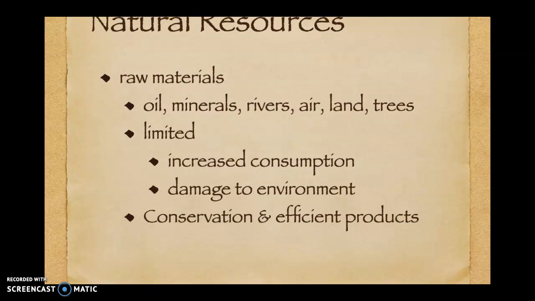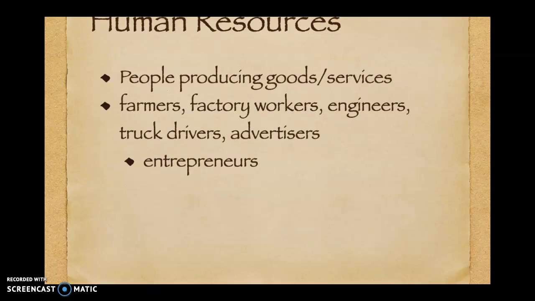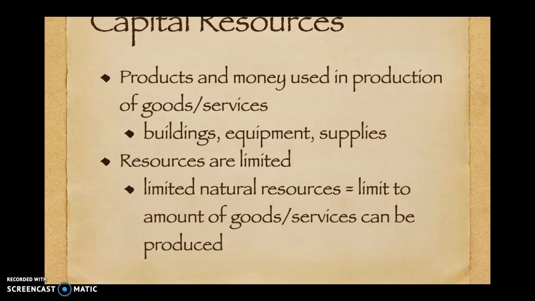There are natural resources, which are raw materials: river, air, land, trees. Natural resources are limited due to increased consumption and also damage to the environment. Human resources are people producing goods and services, farmers, entrepreneurs. I'm not going to read all of that. And then the capital resources are the products and the money that are used in the production. So buildings, equipment, supplies, that kind of stuff are going to be our capital resources.